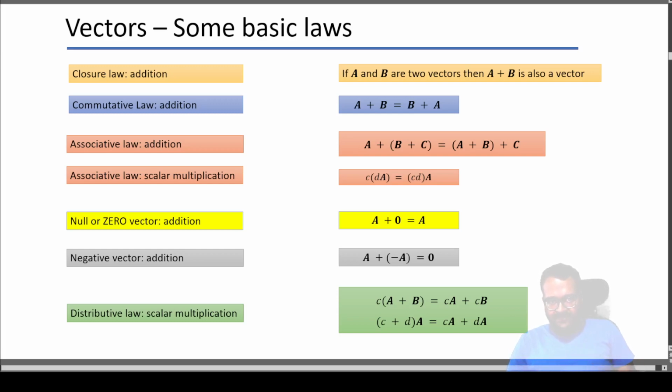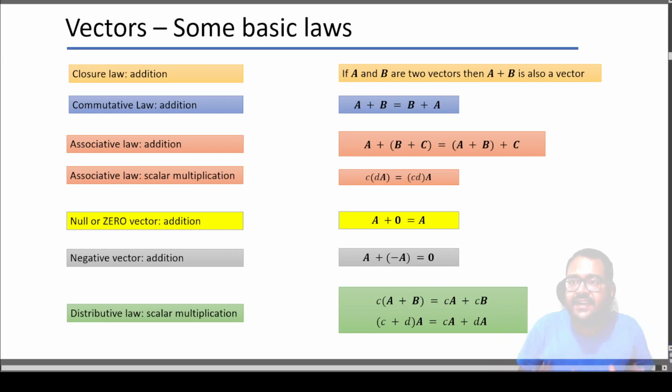So what do we have? Closure: A and B are two vectors, then A plus B is also a vector. Commutative law: A plus B is B plus A. Associative law: A plus B plus C, where B plus C added first is the same as A plus B added first and then added with C. Associative law for scalar multiplication: C multiplied with DA, where C and D are scalars, is CD multiplied first and then multiplied with A.